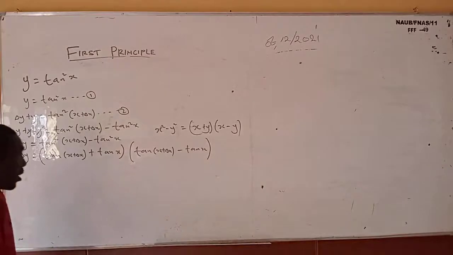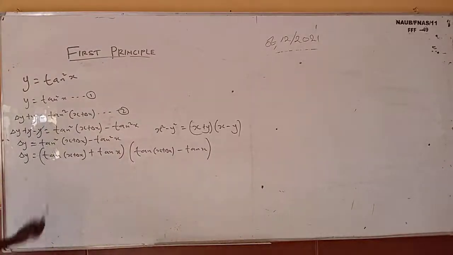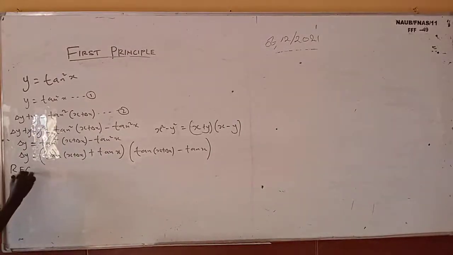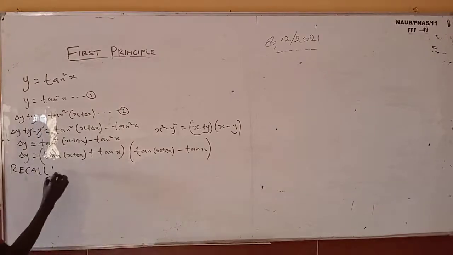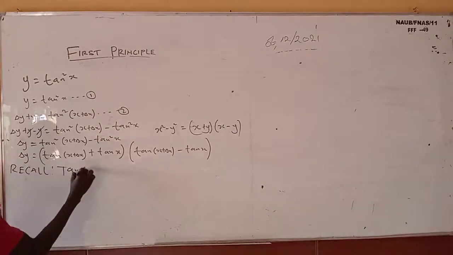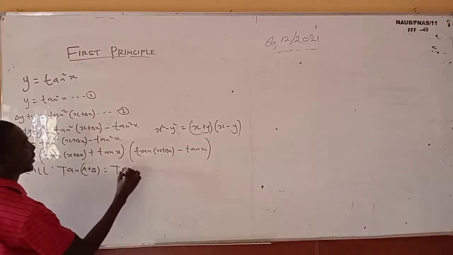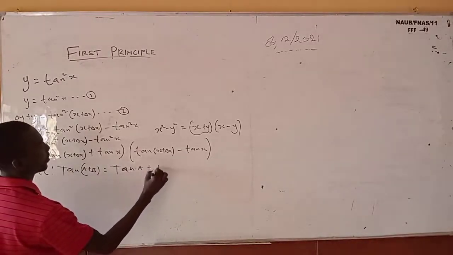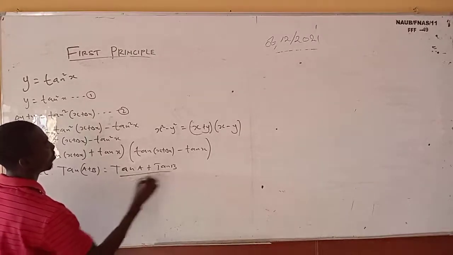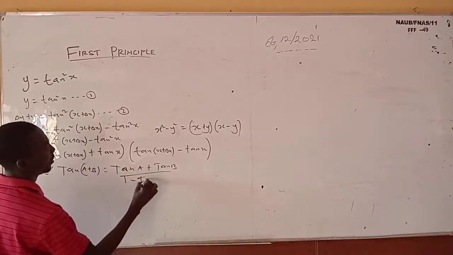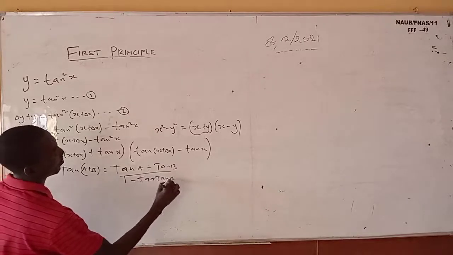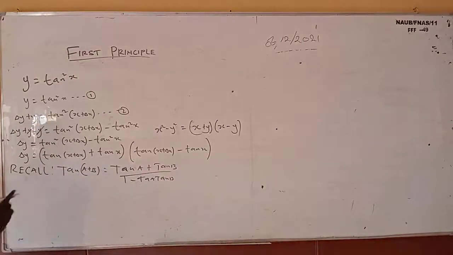So you have to recall the next step from compound angle. You have to recall that tan(a plus b) is nothing but tan a plus tan b all over 1 minus tan a tan b. I've proved this, so you have to record this.